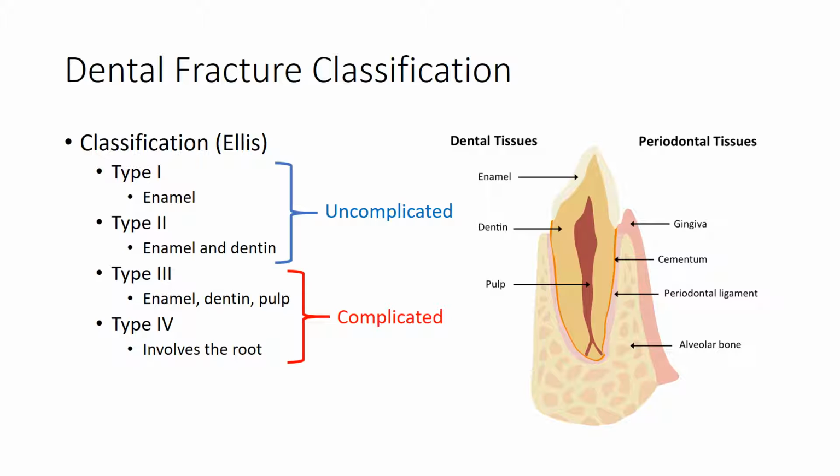Type 3, on the other hand, because the pulp may be involved, is going to require most likely a root canal and possibly an extraction. And that is termed complicated. And then isolated root fractures are not technically part of the Ellis classification system, but I would consider an isolated root fracture as a complicated dental fracture.